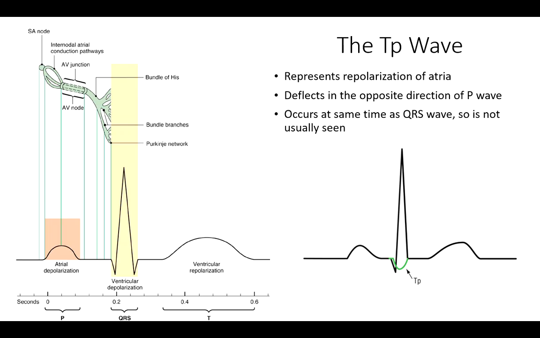We refer to this as the TP wave. This represents atrial repolarization. However, you don't see it because the electrical activity generated by the ventricles, a much stronger myocardium and much larger muscle mass, covers up or shadows atrial repolarization. Because ventricular depolarization and atrial repolarization occur at the same point in time, we don't usually see atrial repolarization.